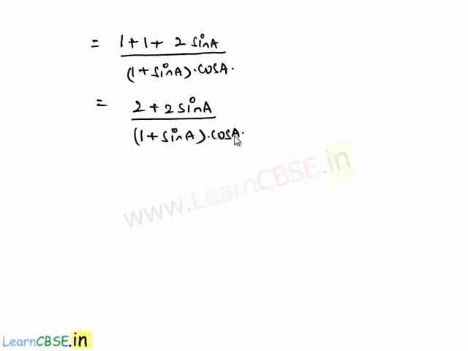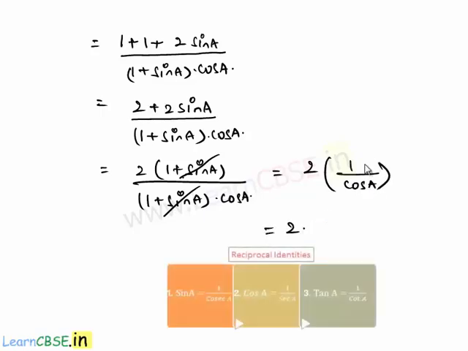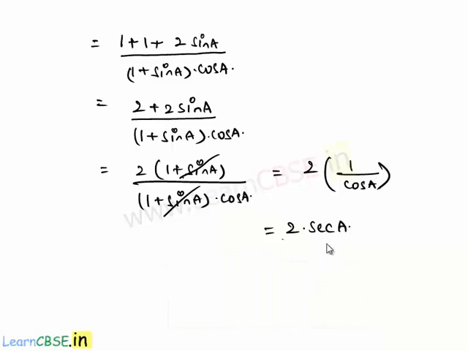which is equal to, let us take 2 common in the numerator, then we get 2 times (1 + sin A) by (1 + sin A) into cos A. In the numerator and denominator, (1 + sin A) is common and that gets cancelled. Finally we are left with 2 times 1 by cos A, which is equal to 2 times, we know that 1 by cos A is nothing but sec A. Here finally we got 2 times sec A as answer.